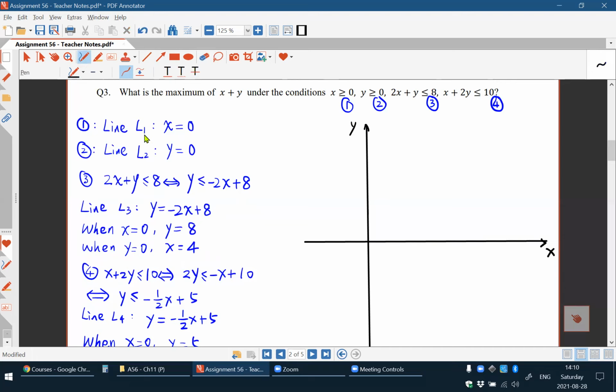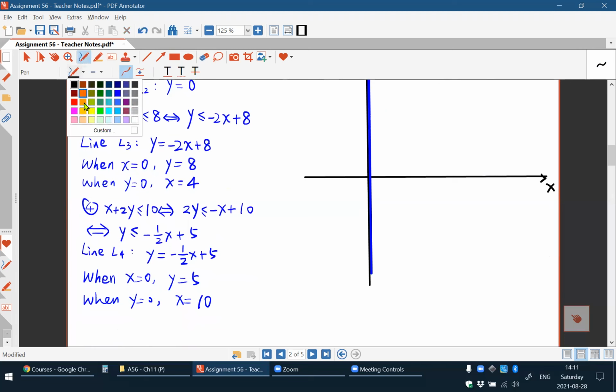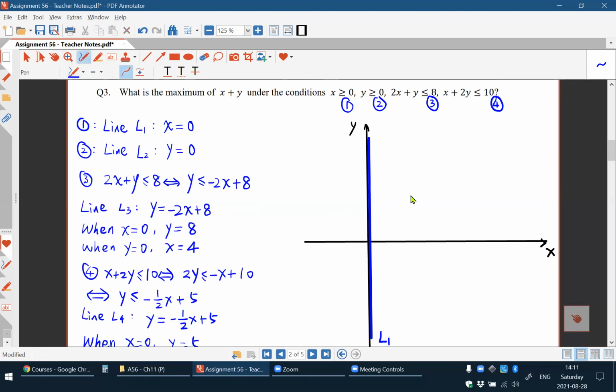Okay, first line, x is 0. This is just the y-axis, right? Okay, so let's draw it here. This is our line number 1, L1. And it says x should be larger than or equal to 0, so the corresponding region is to the right of L1, right?